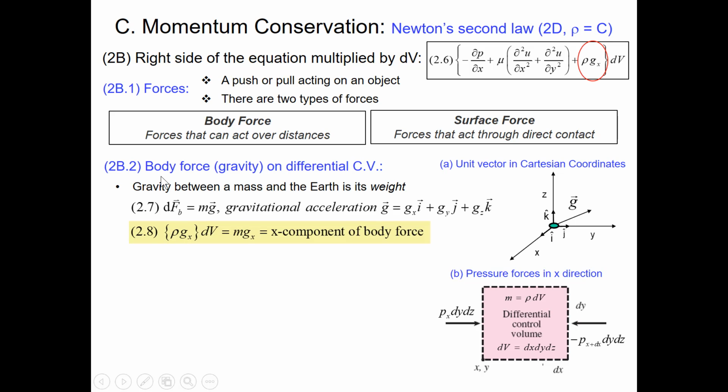2. Body force, gravity acting on the differential control volume. Gravity between a mass and the Earth is its weight. Therefore, in general form, the body force is equal to mass times gravitational acceleration. It is a vector. It has 3 components in the x, y, and z direction.